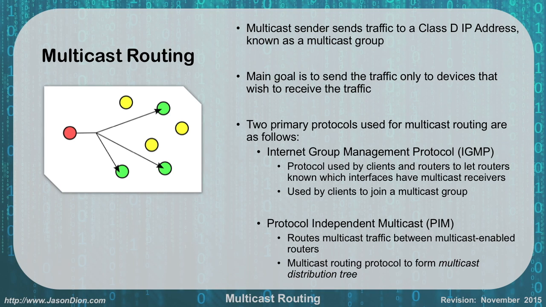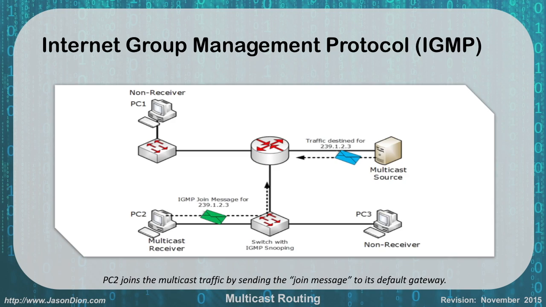There are two primary protocols that we use with multicast. The first one is IGMP and the second is PIM. IGMP is Internet Group Management Protocol. It's a protocol used by clients and routers to let the routers know which interfaces have multicast receivers on them and which clients want to join the multicast group. PIM, on the other hand, is used for router-to-router communication for multicast, and it allows routing of multicast traffic between different multicast-enabled routers. Multicast routing protocols form our multicast distribution trees, and I'll show you how that works in a few minutes here.